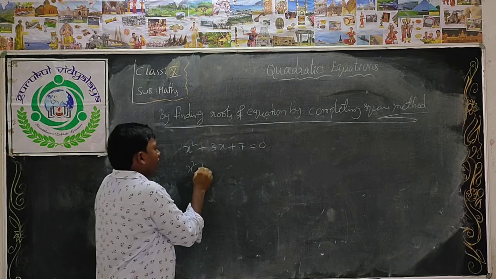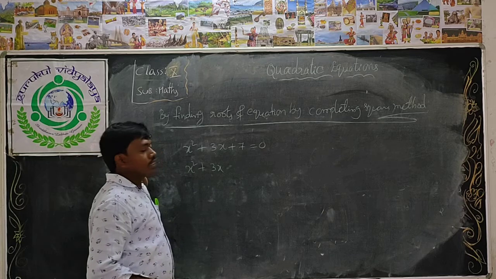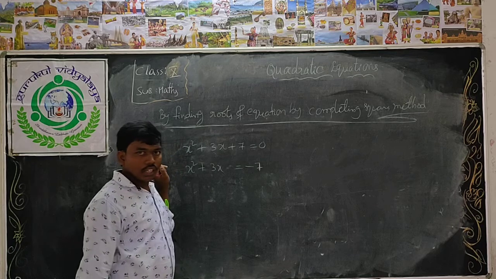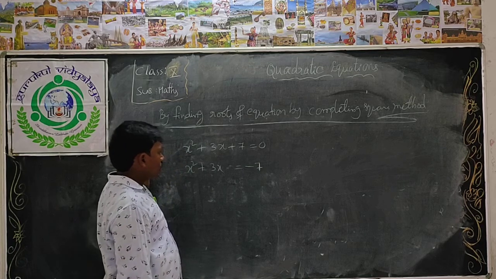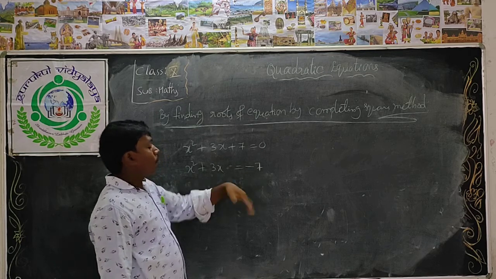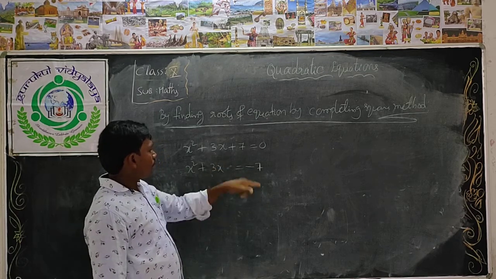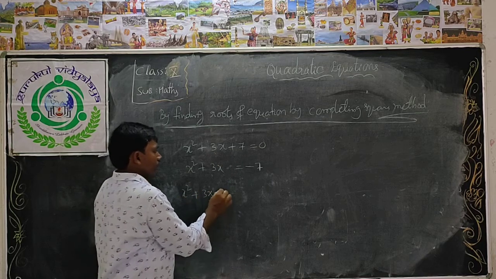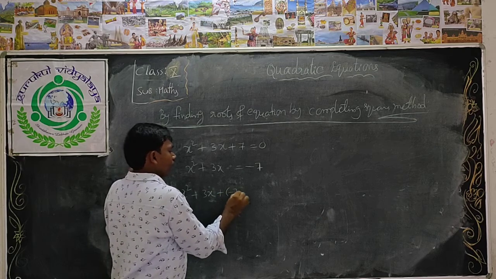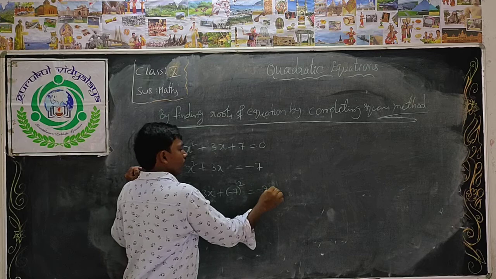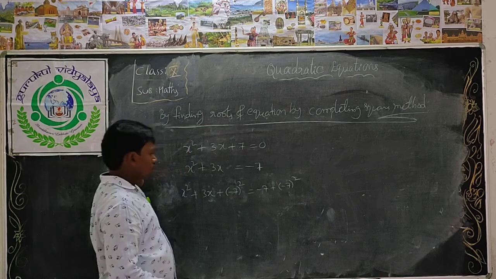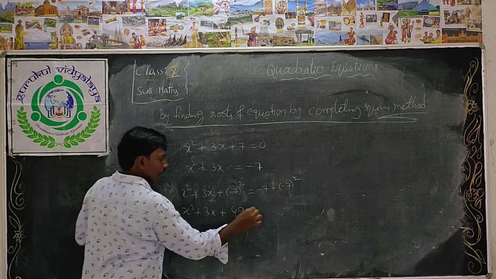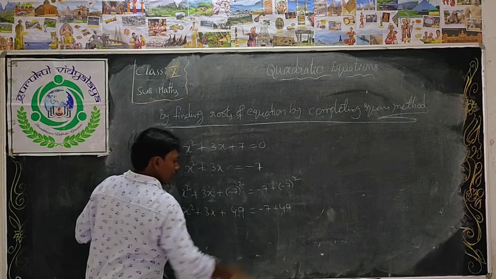We will change it, okay, by following the steps. The first one, x square plus 3x. So plus 7 sent to the RHS will become minus 7. Next, now the minus 7 square adding on both sides. Again, minus 7 square adding on both sides. x square plus 3x plus 49 is equal to minus 7 plus 49.